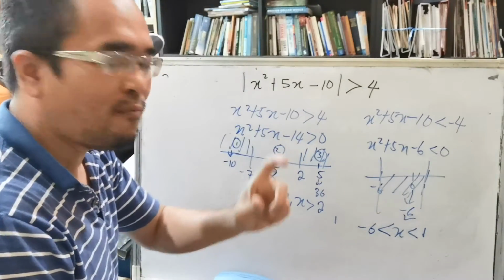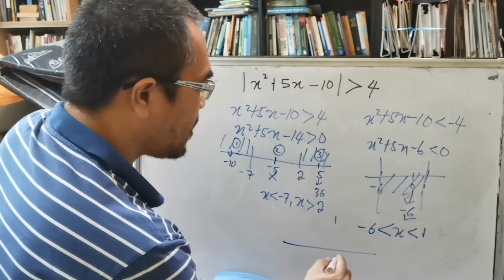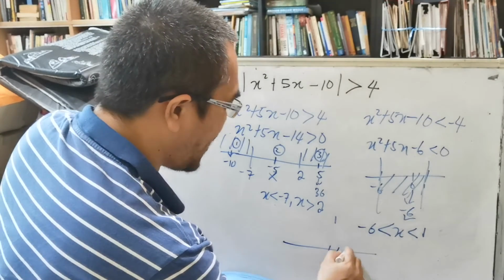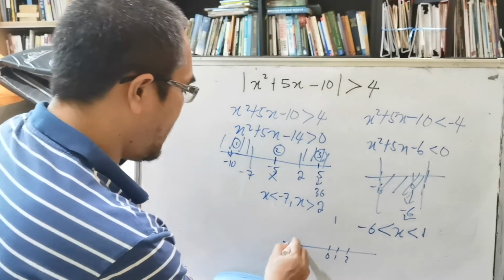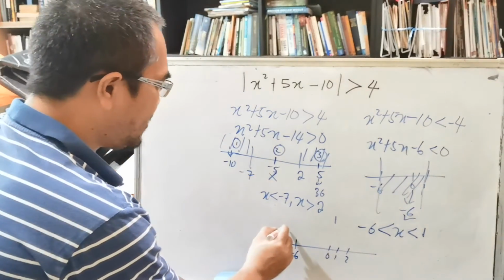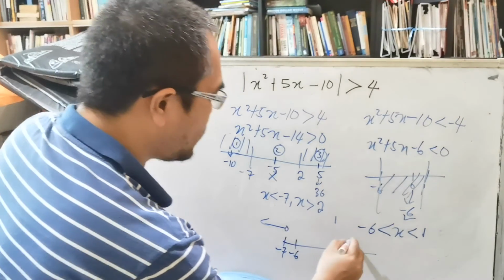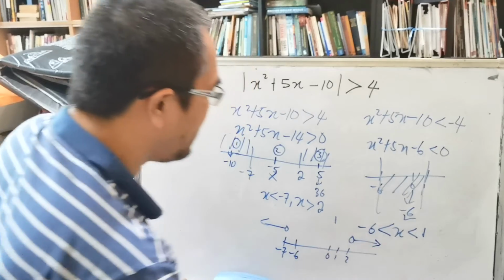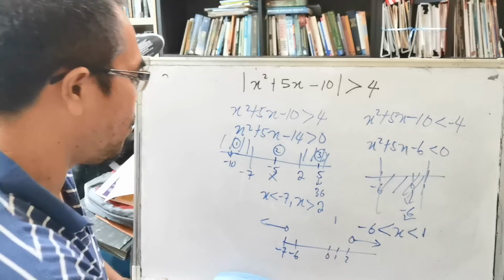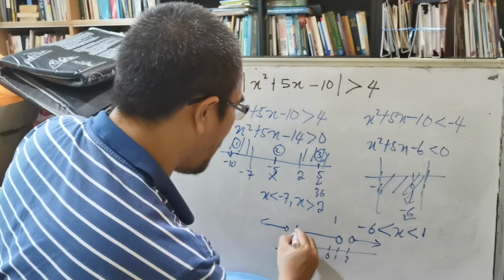I think we should draw 1, 2, 0, 1 and 2, and -6, -7. Less than -7 fulfill the requirement, larger than 2 will fulfill the requirement, and then between -6 and 1 also fulfill the requirement.